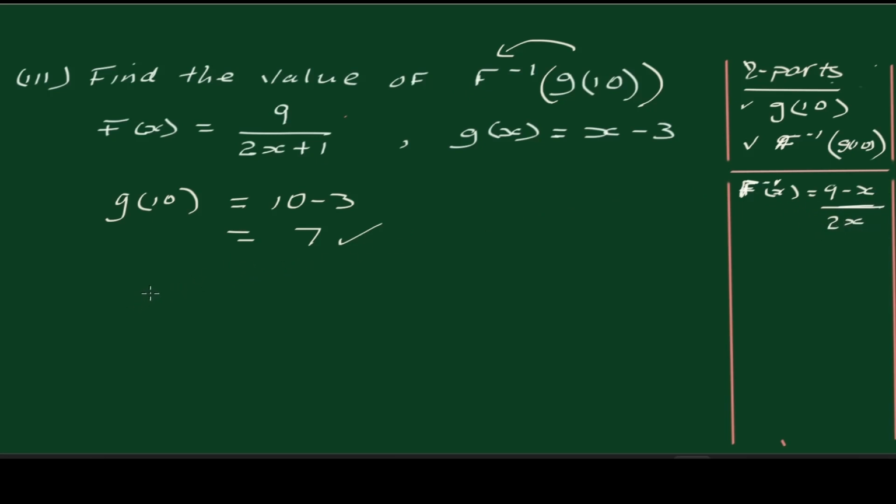So now we're going to input into function f inverse. Into the function f inverse, we're going to input G10. Since G10 is 7, the input to the inverse function will be 7. And we know that the inverse function is 9 minus x all over 2x. So wherever we see an x in the inverse function, we're going to replace it with 7. So this becomes 9 minus 7 over 2 by 7.